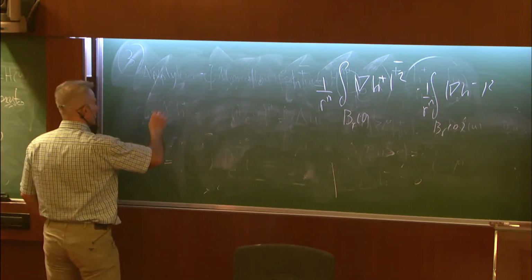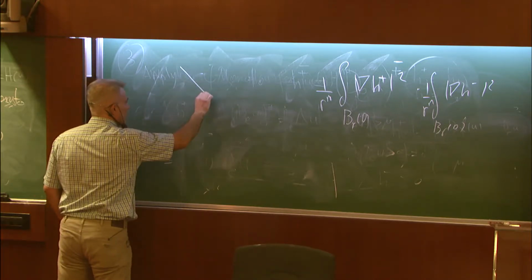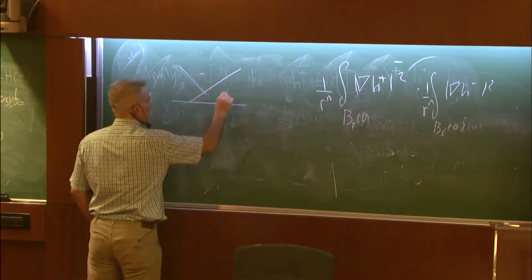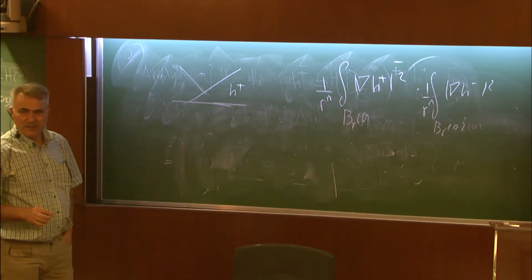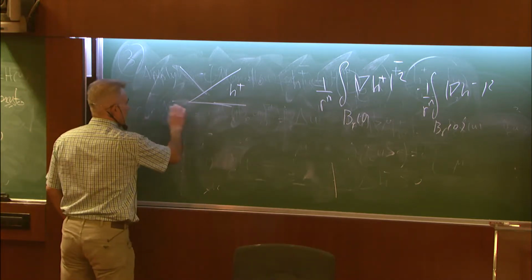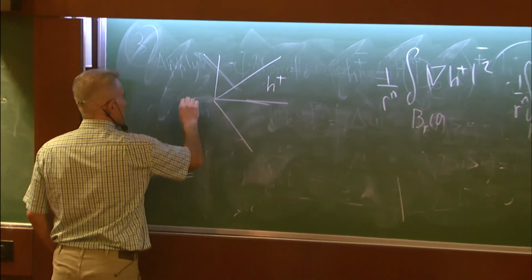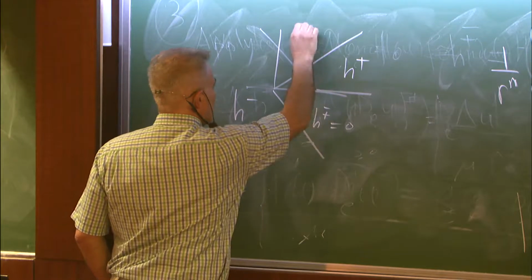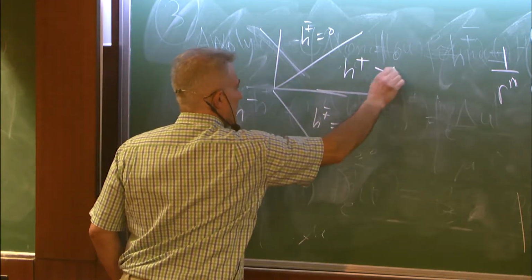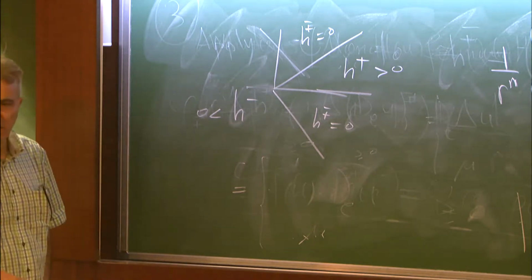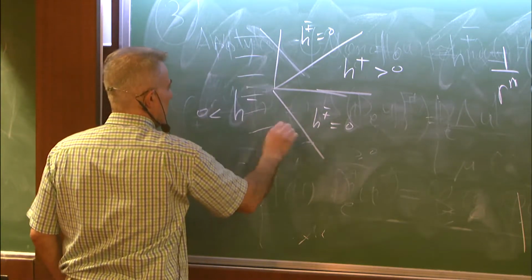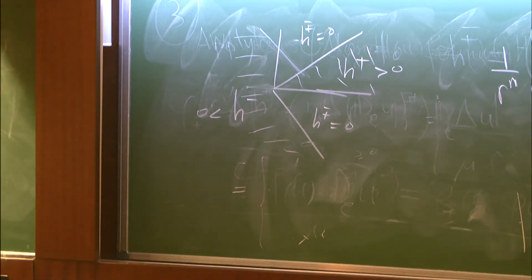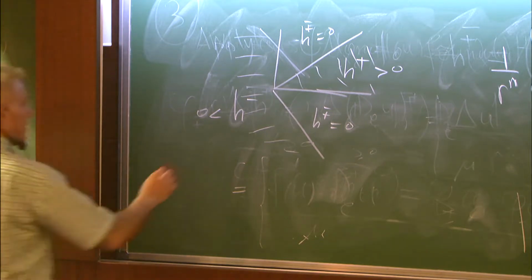So let's do that. What we have is a cone like this. Here h plus is living, let's say, and then h minus is living here. And they are both 0 here. So this is the support of one of them, and this is the support of the other one. The intersection is something like this. They're both 0 here at the origin.